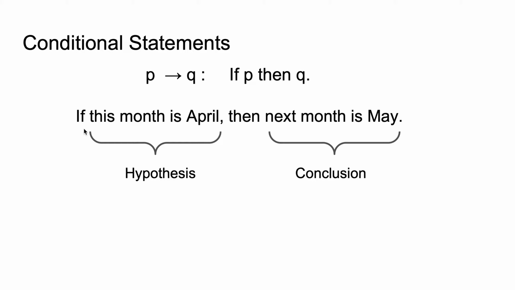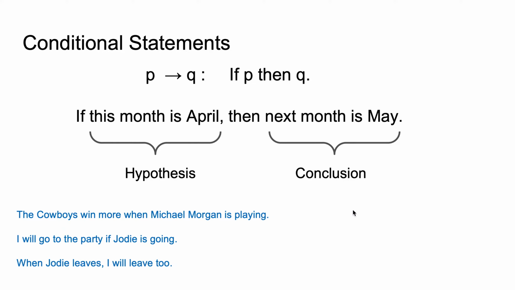So here's an example. If you say, if this month is April, then next month is May, then this month is April is your hypothesis, and next month is May is your conclusion. Now, sometimes, unfortunately, it might not always be as neat as that. So here are some conditional statements that don't look like this. So you have to think about it and work out what's your hypothesis and what's your conclusion.